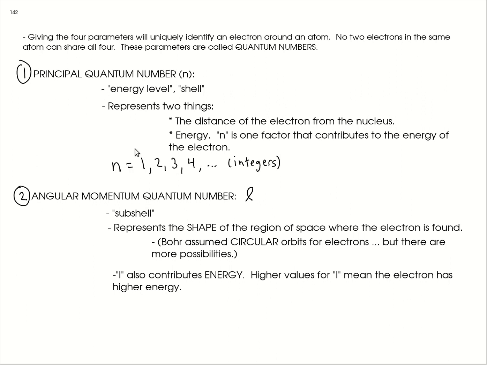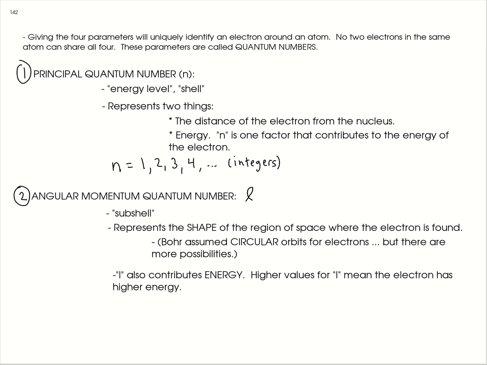Now, the Bohr model had shells numbered 1, 2, 3, 4, 5, 6, 7, and the principal quantum number kind of follows the same rules. So n equals 1 would be the first shell, the one closest to the nucleus. n equals 2 would be a little further away, and so forth. So the lower the shell number, the closer the electron is to the nucleus, and the lower its energy. Basically, the way it works is the further the electron is away from the nucleus, the higher the energy. Now, there are some exceptions to that, but that's the general rule. So the principal quantum number is essentially all Bohr had.